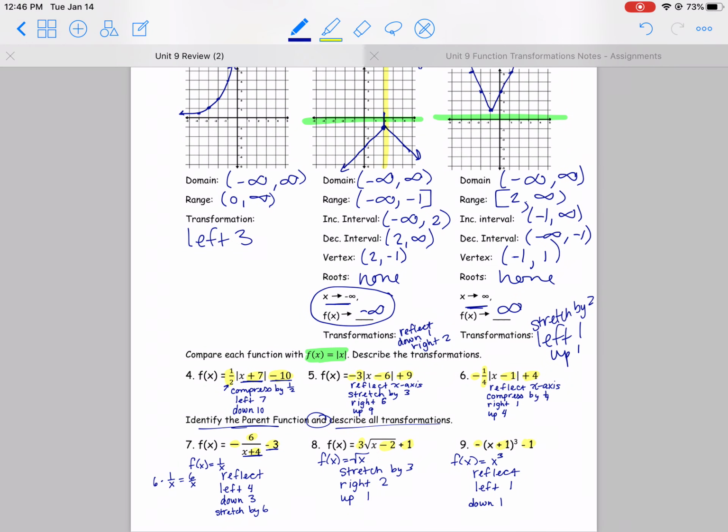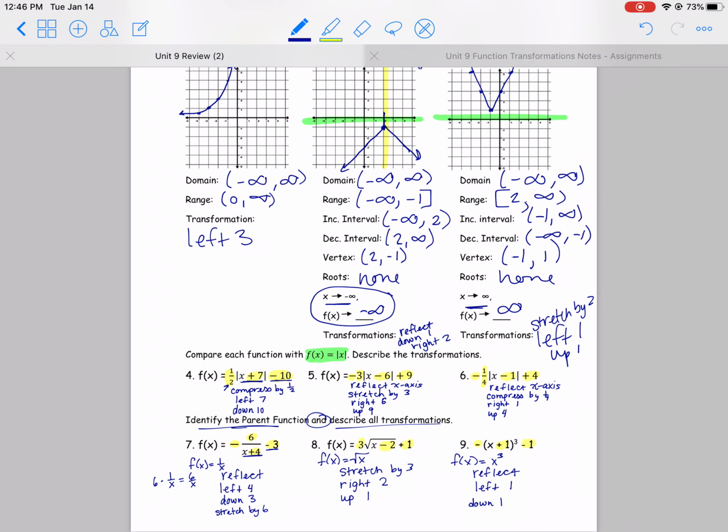For this problem, they want us to write the function for the graph. So again, this note page is quite handy because we can look at the pictures here and see which picture is most like what we've got going on there. And it's this one, right? It's our absolute value, this V-shaped graph. So here we have a V-shape.